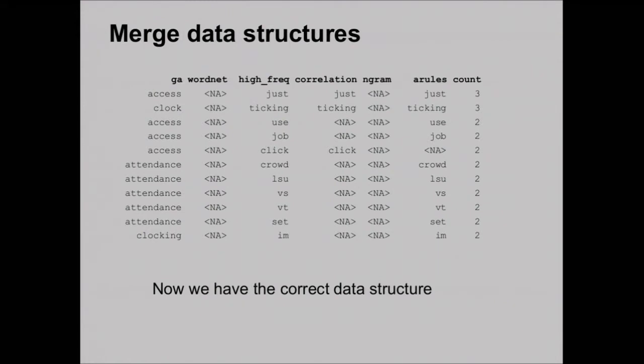The data structure that we finally get looks like this. Here we have all the Google keywords that we got from Google Keywords, all the synonyms, and obviously we didn't get any for some of those keywords. The synonyms that we got from WordNet, the like words, if you want to call them that, from high frequency analysis of Twitter data, correlations, n-grams, and from association rules, and then the count as well.